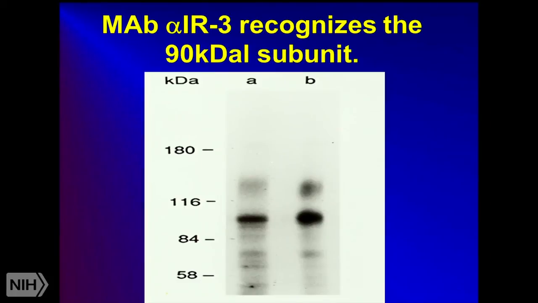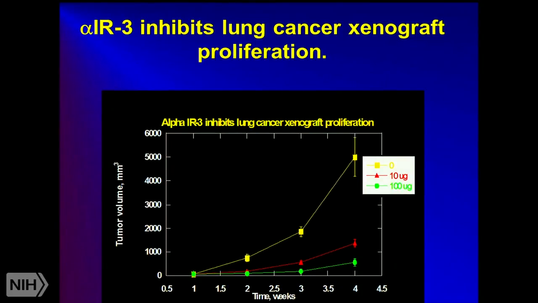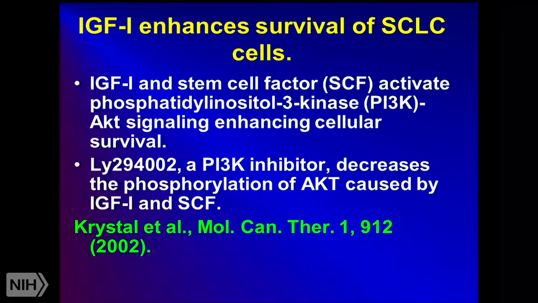So here's the IGF-1 receptor, and we got a monoclonal antibody, alpha IR3, which binds to the IGF-1 receptor and recognizes the 90 kilodalton subunit. So this antibody was then tested in nude mice bearing small cell lung cancer tumors. You see the tumors exponentially grow, and in the presence of the alpha IR3, the tumor growth was greatly slowed.